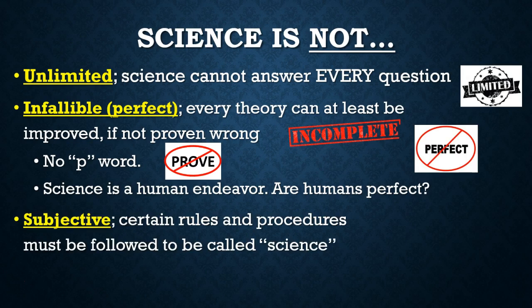The third thing science is not is it is not subjective. Certain rules and procedures have to be followed to be called science. So in order to do science, in order to call something science, I've got to take a certain process into consideration. I can't just decide on my own that I think this is what is going on or that I think this is the explanation of it. And we can break this down in very simple terms.